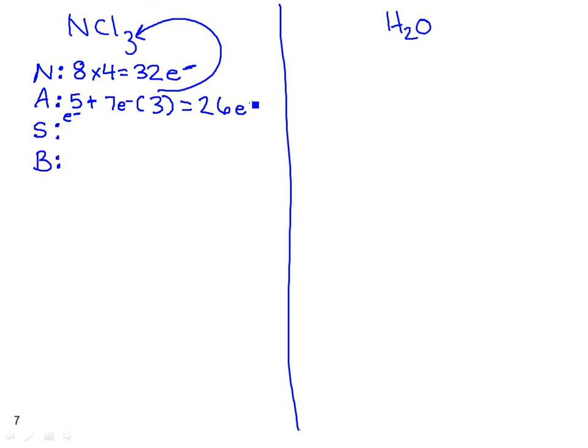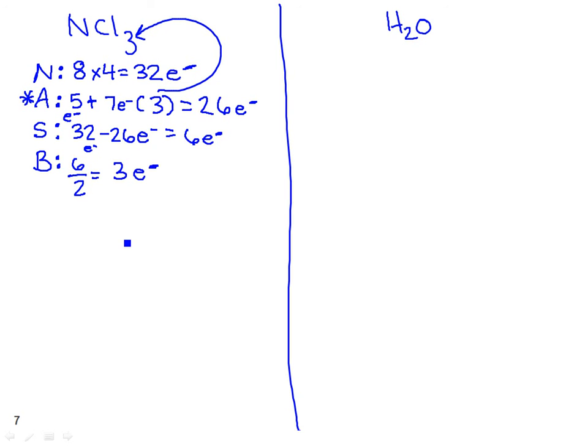Okay, so we have 26 available electrons. This is what we're going to come back and check our answer with. Now we have to look at the shares. So we need 32 minus 26. We have 6 shared electrons, 6 divided by 2. We have 2 electrons in each bond, gives us 3 bonds.